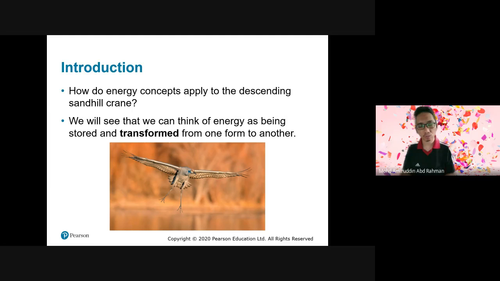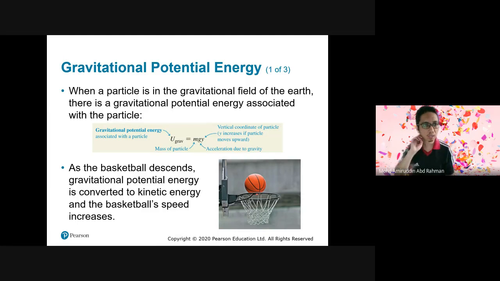How to slow down, and then how to move up. And you see how energy is stored and transformed from one form to another. We will see more specifically, firstly, the gravitational potential energy. When a particle is in the gravitational field of the Earth, there is a gravitational potential energy associated with the particle.